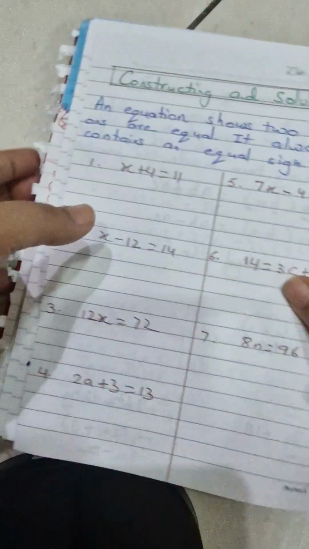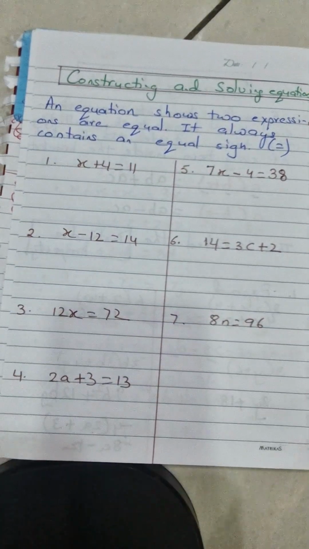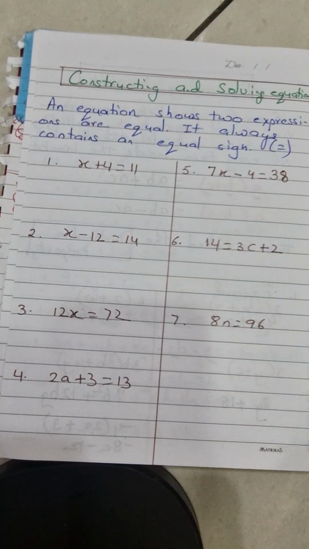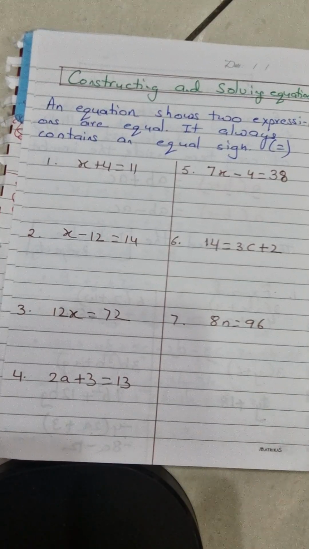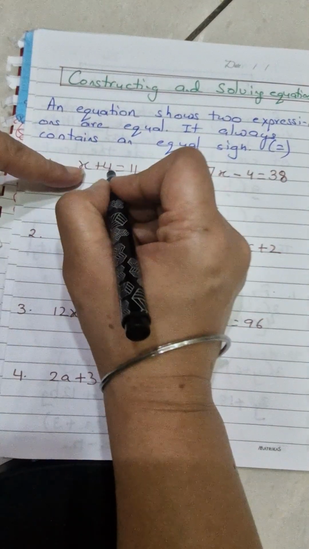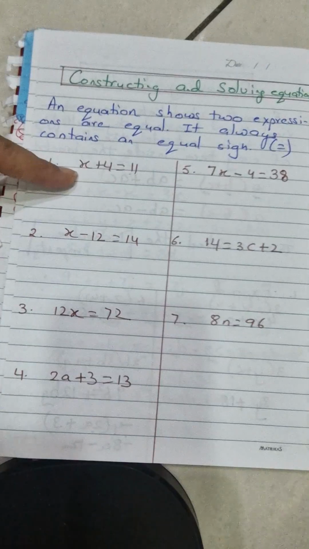Now our next topic is how to construct and solve equations. Equations are where the equals sign comes. An equation shows two expressions are equal. It always contains an equal sign. So you can see here two expressions are there, this and this. They both are equal. How do they become equal?